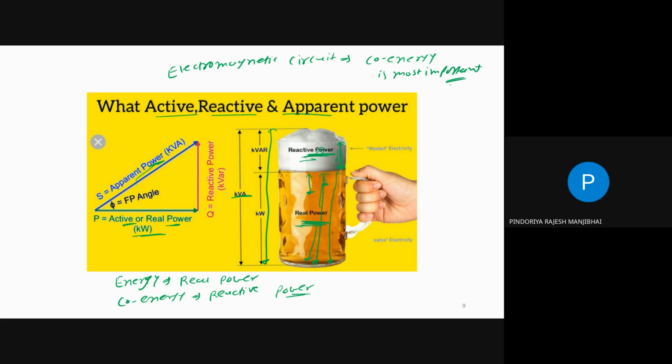Because we need to develop the flux, correct? Without the co-energy, we cannot create the flux, and flux is circulating, correct? Because of the reactive power. That's why we can say we use three powers: active power, reactive power, and apparent power. Active power we can consume, reactive power is circulating, and total power we call the apparent power. Yes. Now any confusion, any query?